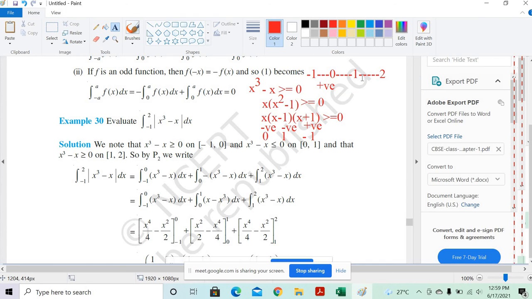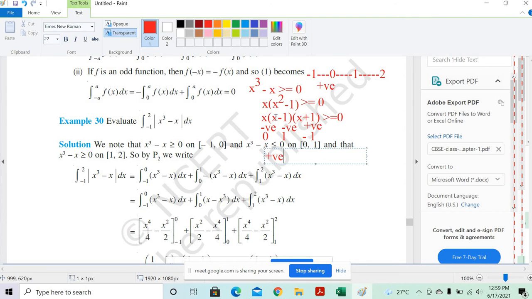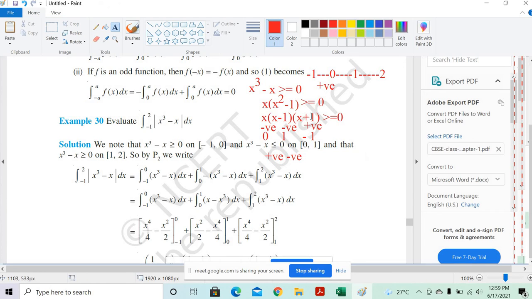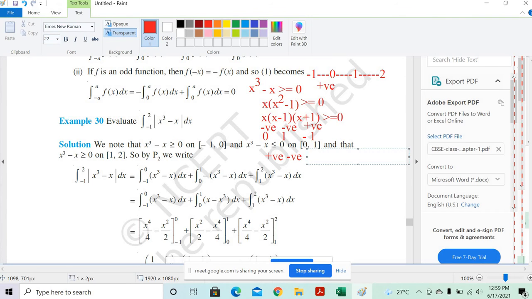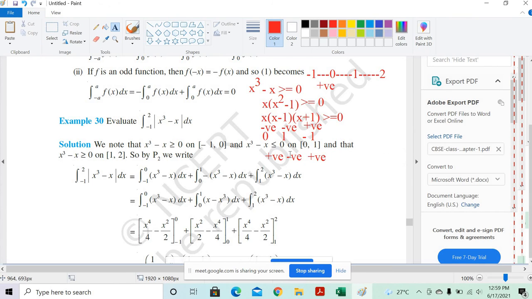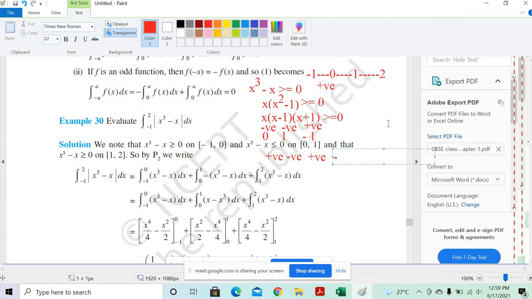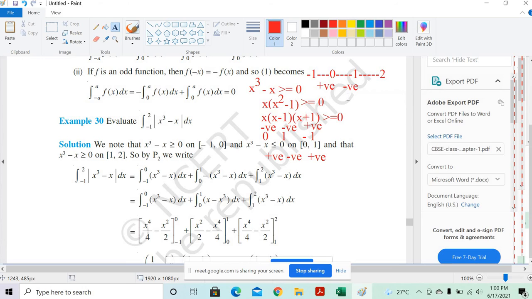Okay. Now we'll check between 0 to 1. Let's say I'll check 0.5. So x is 0.5, that means x is positive. X minus 1, 0.5 minus 1, this will become negative. X plus 1, again positive. So the product of positive into negative into positive will be negative, right? So 0 to 1 is negative. Understood? Getting it or not? Not really, sir. This one.